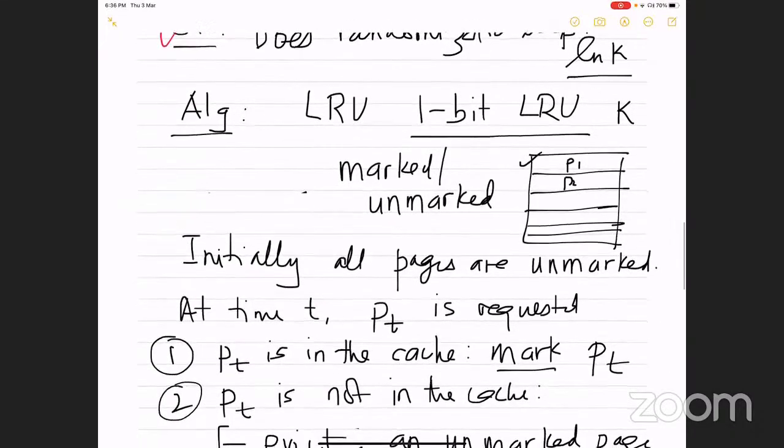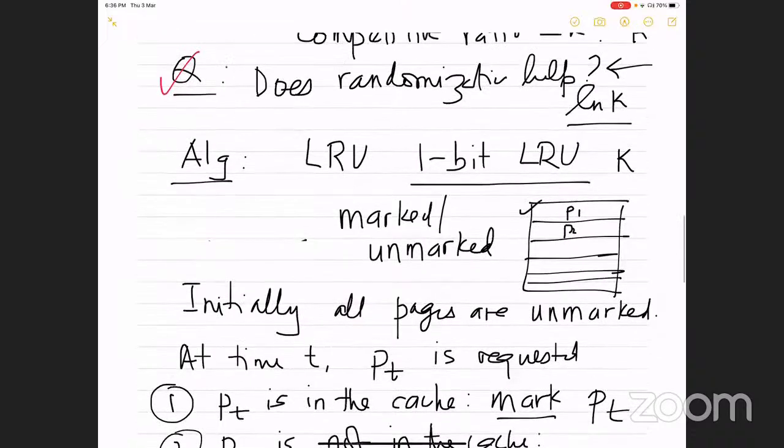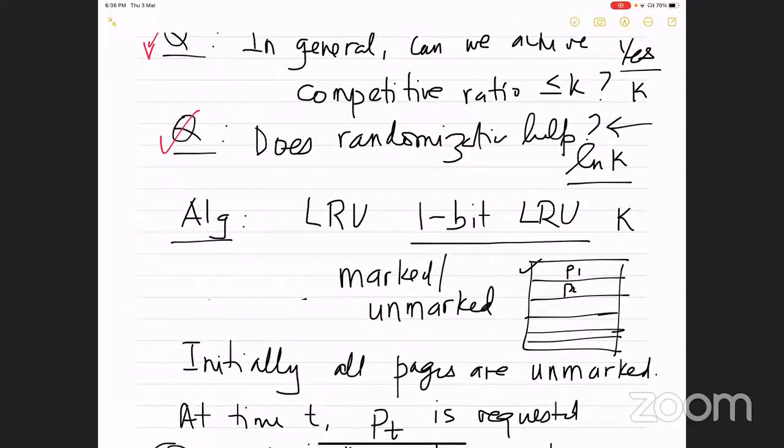So in that sense, this is somewhat pessimistic in the sense that you are getting the tight lower bound even with 1-bit LRU. That's good and bad, in the sense that I don't know how to design better algorithms if this is the framework I'm in.